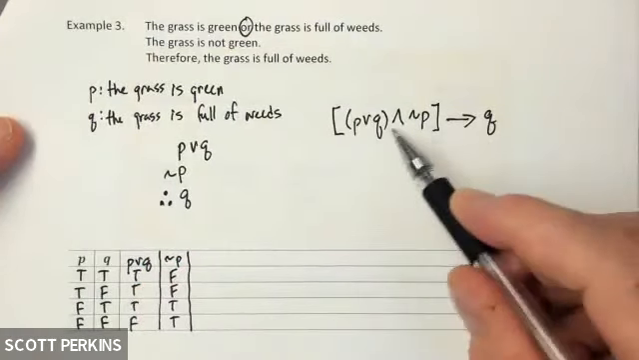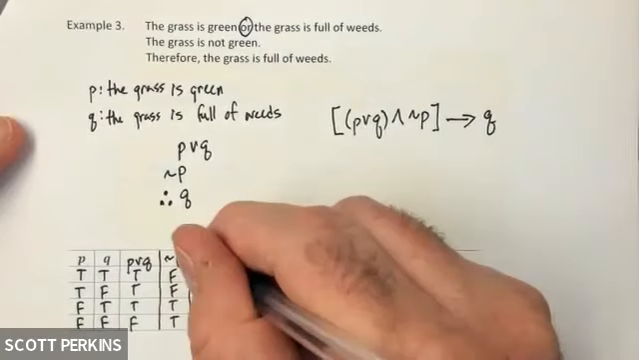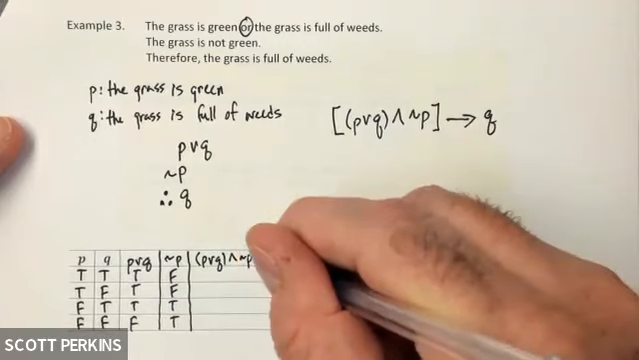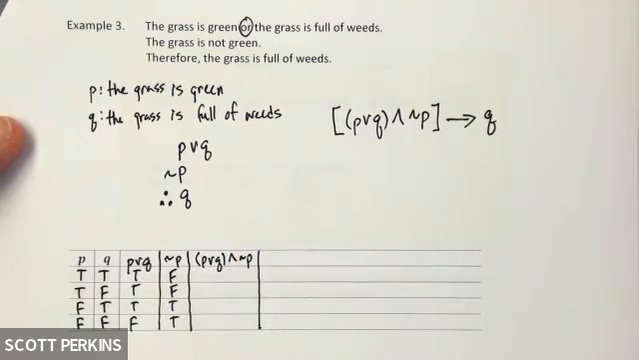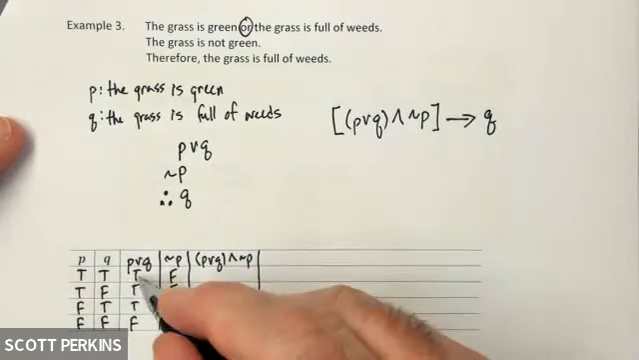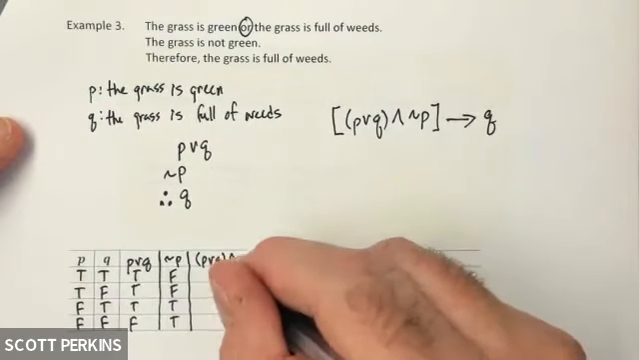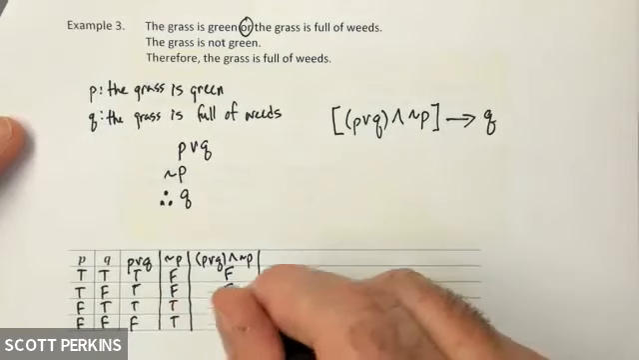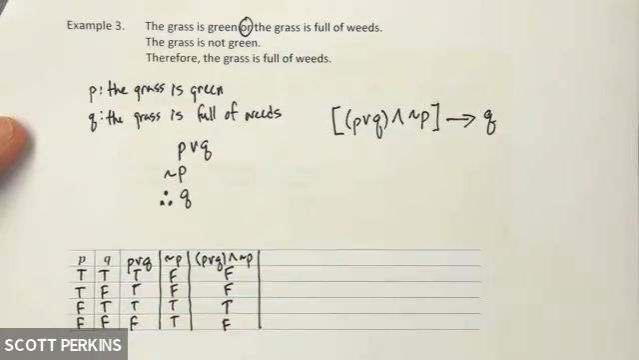And now I'm going to take that and join them together with an and. So I'm going to take the P or Q and the squiggly P. And is true only when both are true. That is the only time. So here we go. True and false, that's false. True and false, that's false. True and true is true. False and true, that's false.